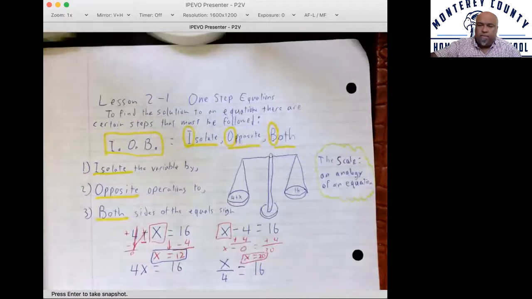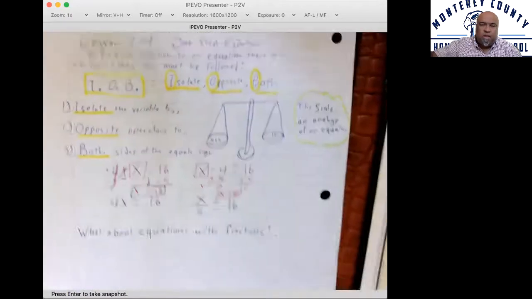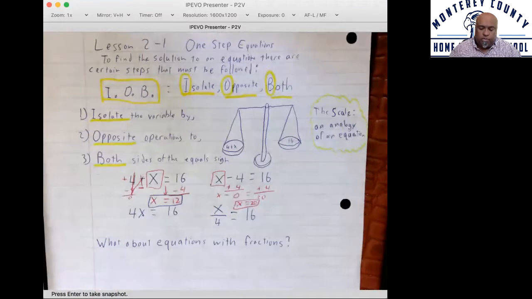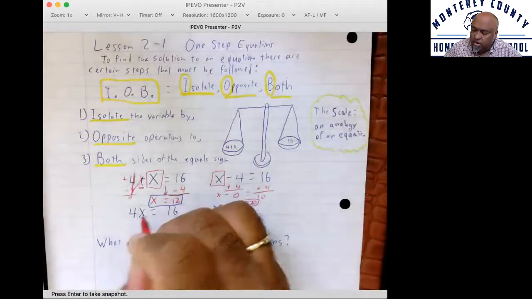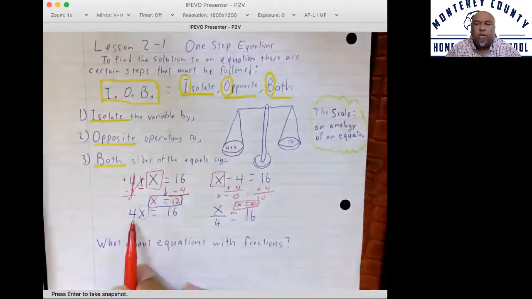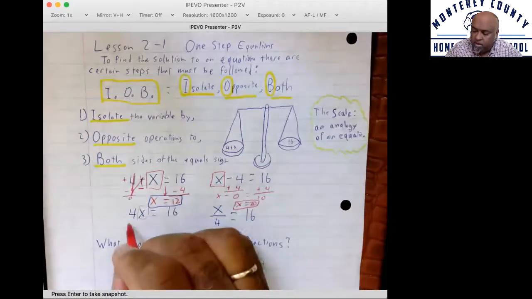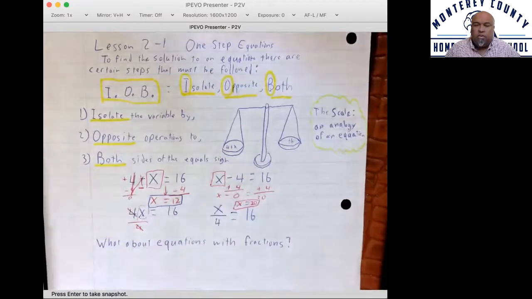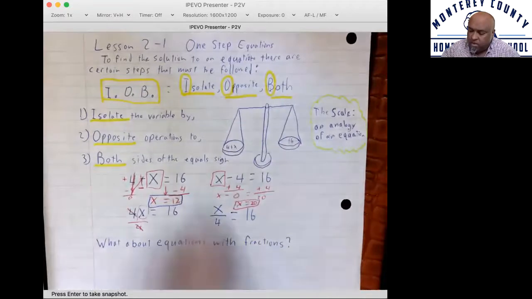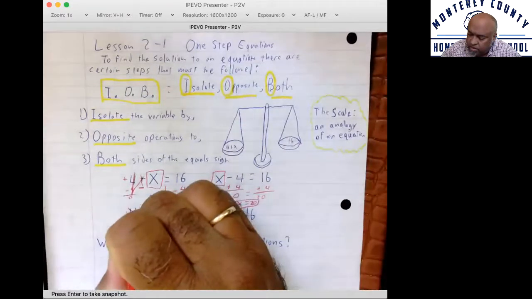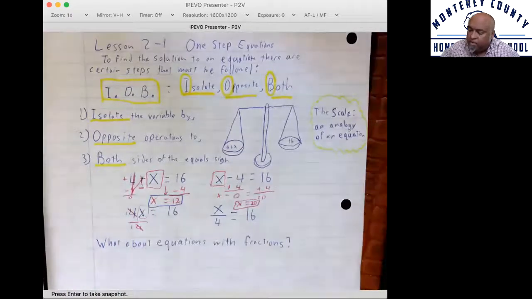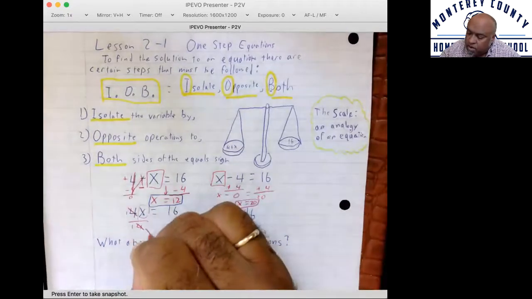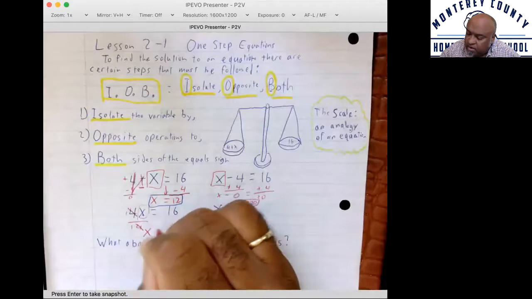Okay? Now, let's go down to the multiplication and division problems. So I have 4x equals 16. Isolate. I want to isolate the x. Opposite. What is the opposite of multiplying by 4? It would be dividing by 4. So when I divide by 4, it's kind of like a fraction where both of these numbers can cancel to 1, and I have 1x left. When I write 1x, I just write it as the letter x.